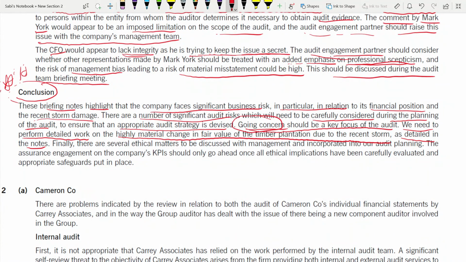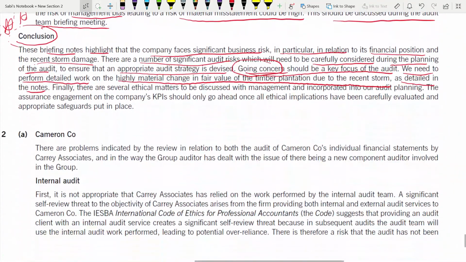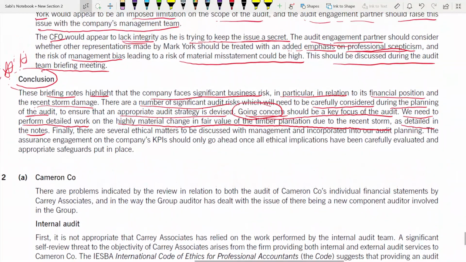What did you write in all this? All this is detailed briefing notes. Before the conclusion and after the introduction, whatever you wrote in between is known as the detailed briefing notes. You're writing this under briefing notes. Finally, all the requirements step by step you're writing in the conclusion. First you talked about business risk, then audit risk, then audit procedure, then ethics. Finally, there are several ethical matters to be discussed with the management and incorporated into our audit planning.